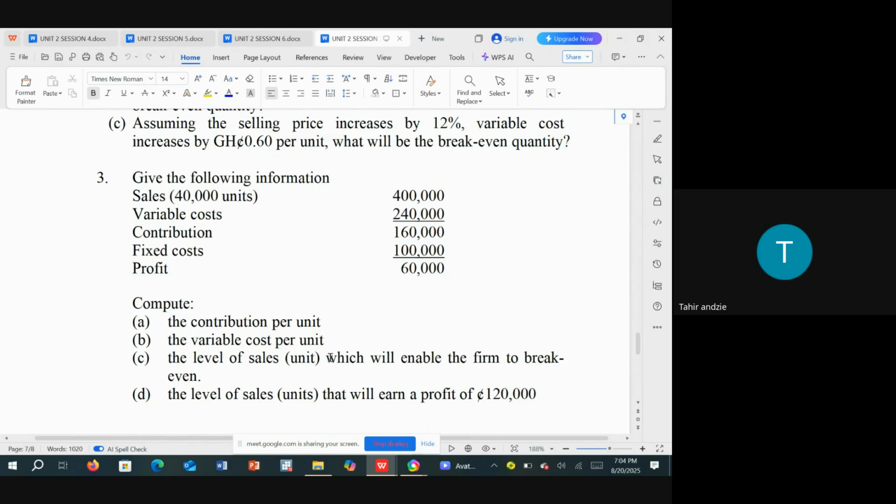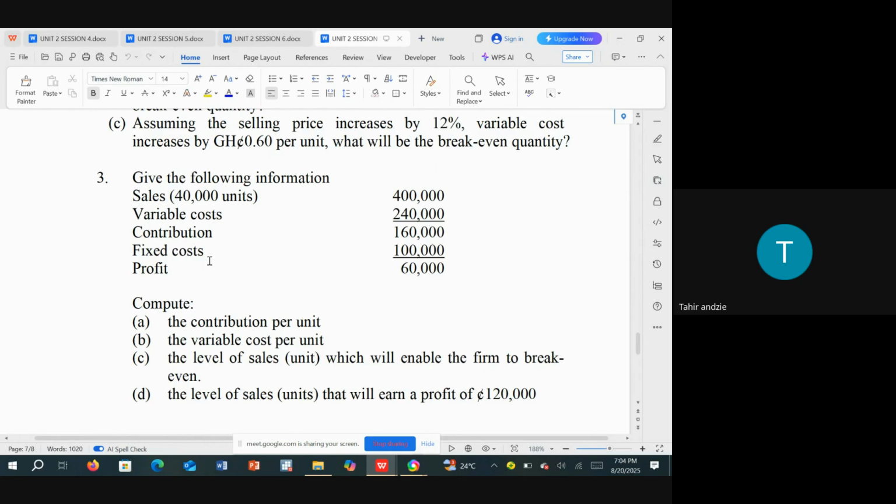The level of sales, which will enable the firm to break even, you just have to put in the formula. Fixed cost is 100 Ghana cedis here, divided by contribution per unit, which is 4 cedis. You are going to get that unit. And then the level of sales that will earn a profit of this: you have the fixed cost of 100 plus the target profit of 120 divided by contribution, which is 4. So the easiest of the questions you can solve is this one, except this small trick.